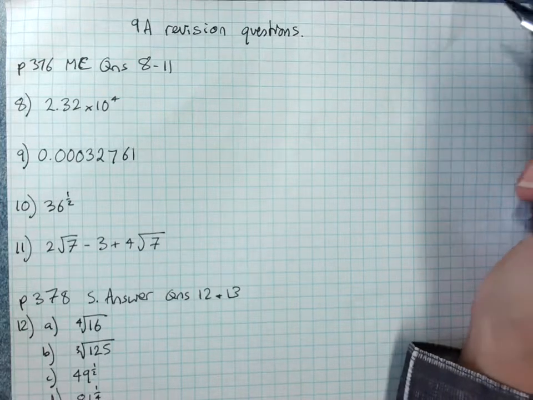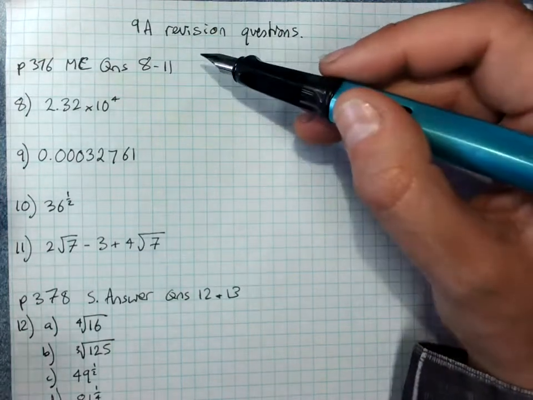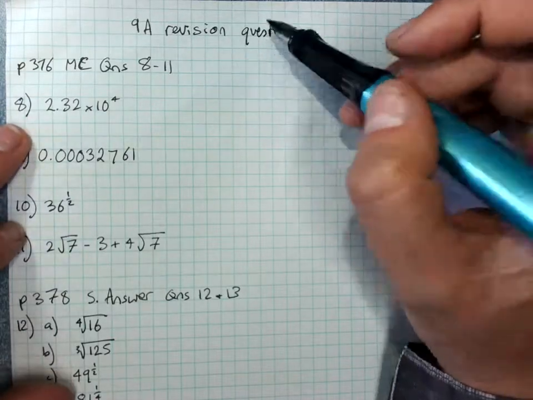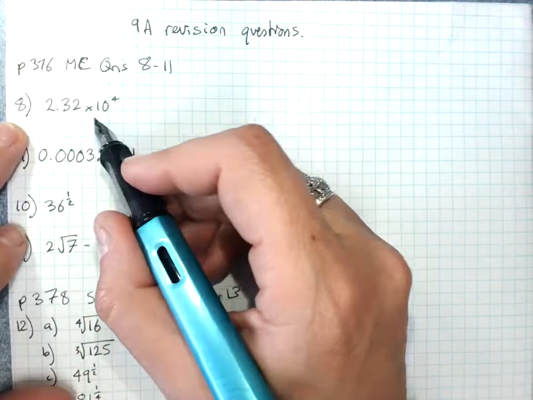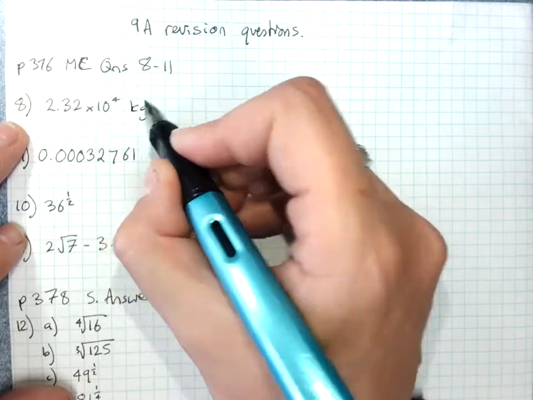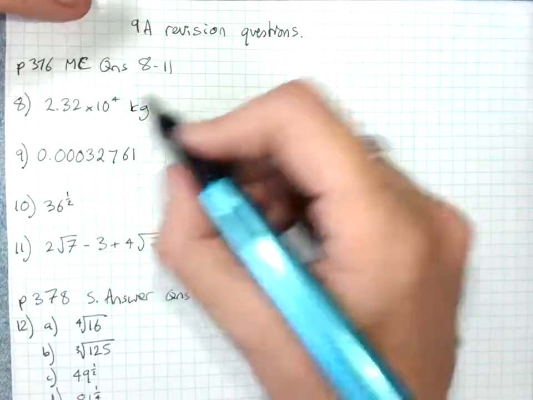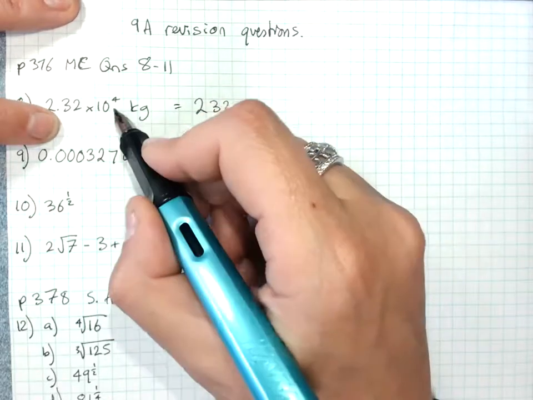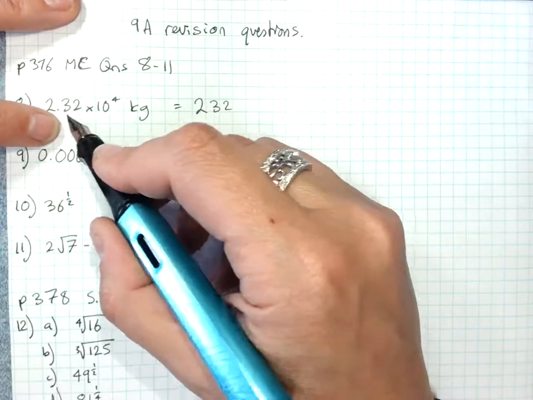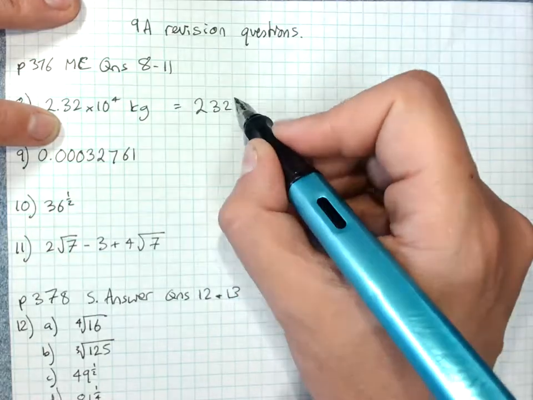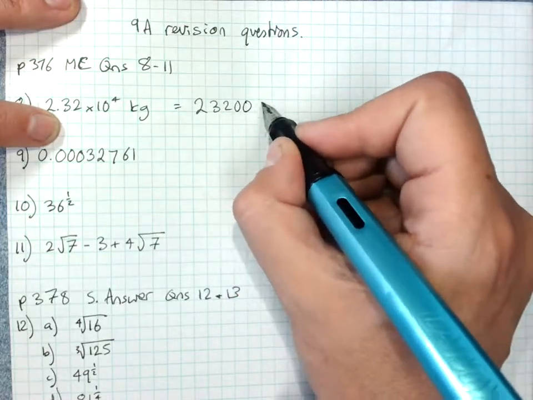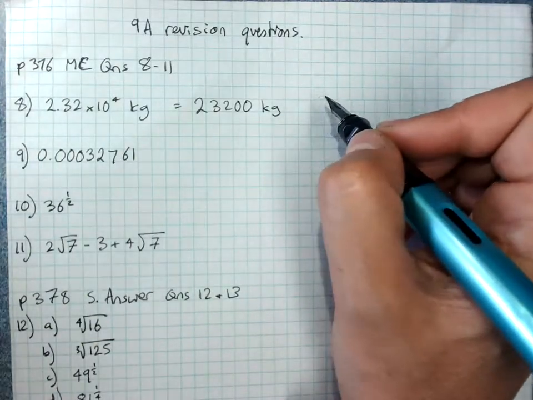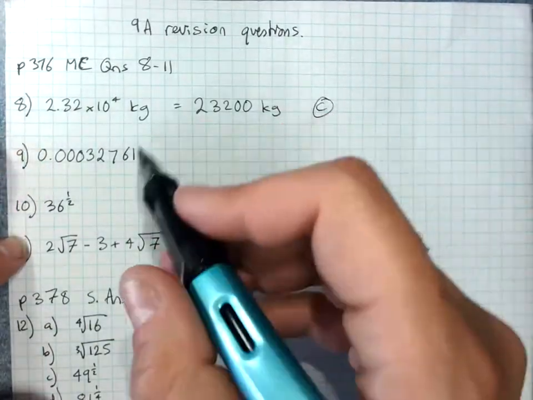Okay, so the 9A revision questions, page 376, multiple choice questions 8 to 11. So we're given this weight in kilograms, and we want it in expanded form or as a basic numeral. So that's 2, 3, 2. We're multiplying by 10 to the power of 4. So that's 2 decimal places over, plus another 2. That's in kilograms. So that was answer C.